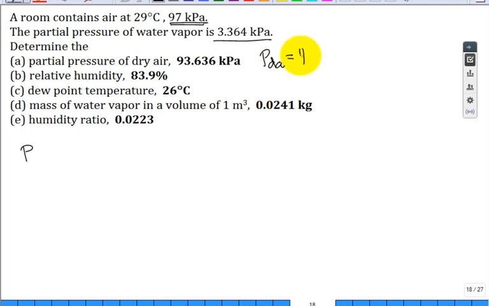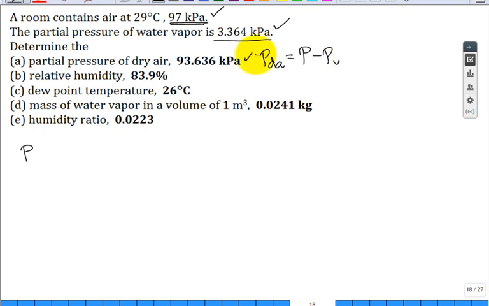Isn't it the total room pressure minus the vapor pressure? So it's just 97 minus... Excuse me, I'm coughing. 97 minus 3.364 kilopascal. Done with part A.